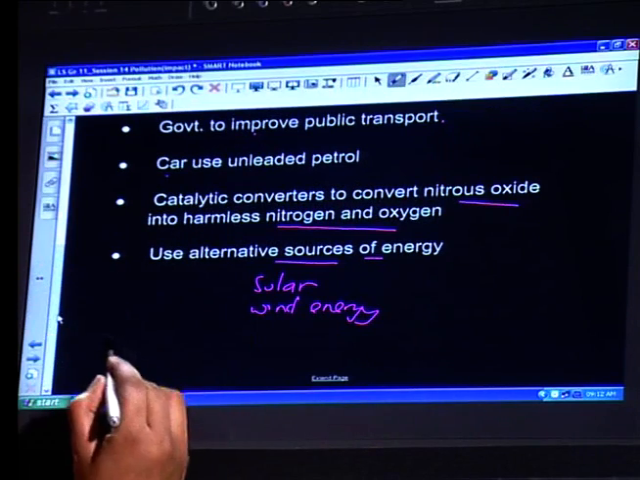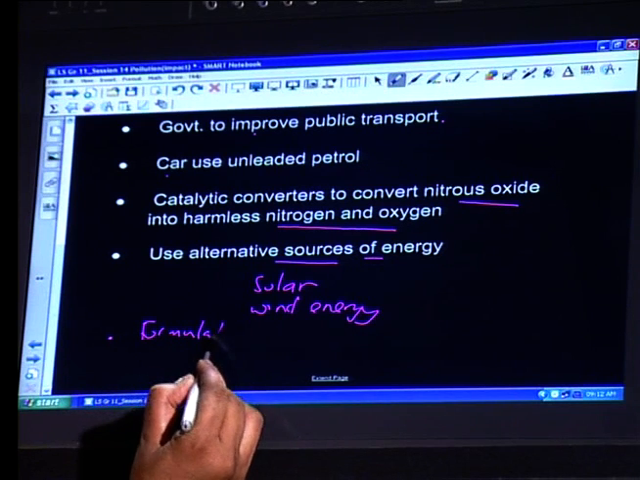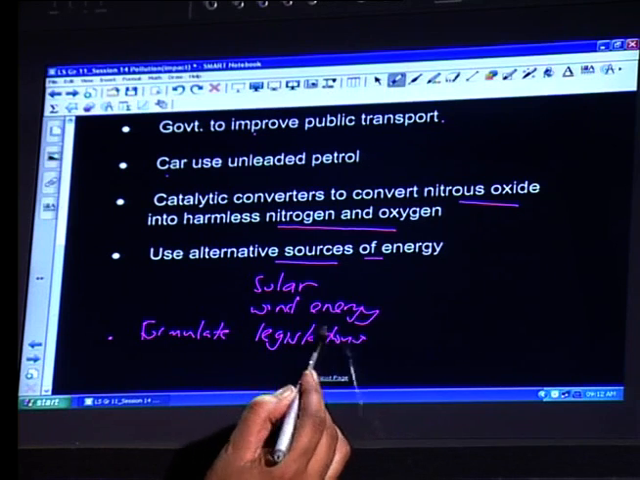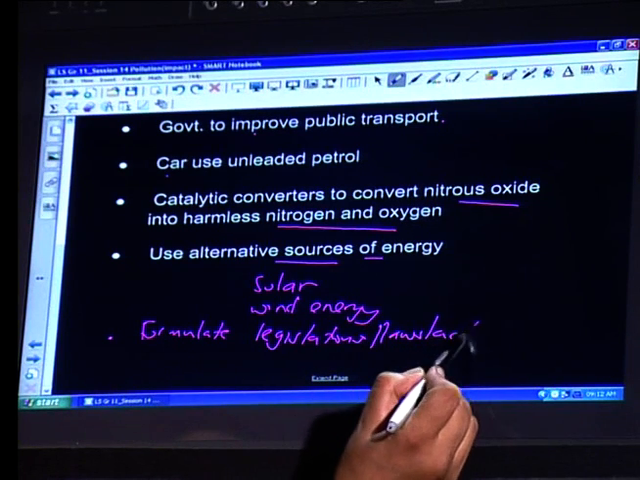And we can also add, formulate legislations. So if there are no laws or legislations, they can formulate legislations and then make sure that the industries actually adhere to this. So formulate legislations. Legislations are also laws or acts.